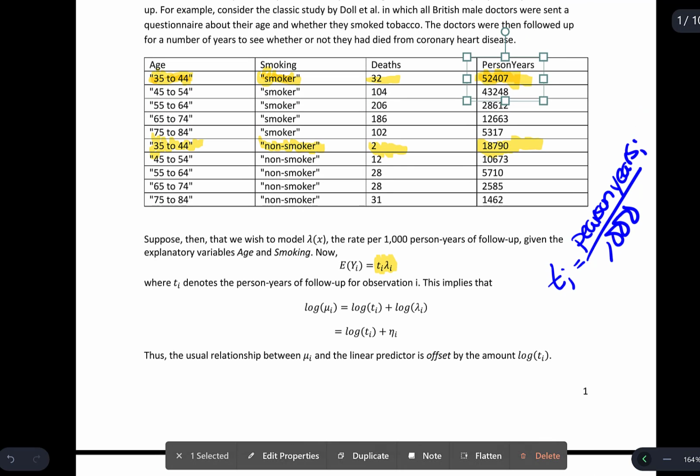And so notice for each of these rows, we'd have a different person years Ti. And again, since we want that as a rate per 1,000, really what we're doing here is we're dividing by that 1,000. And so again, Ti is going to denote the person years of follow-up for observation i. And so this is going to imply the following.